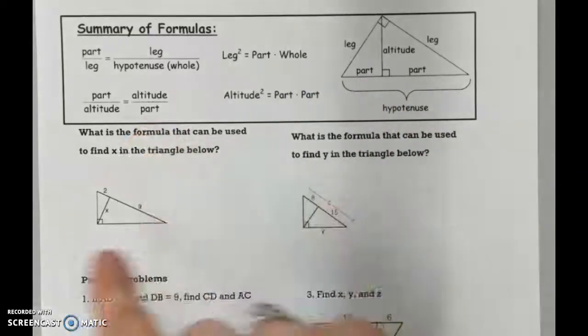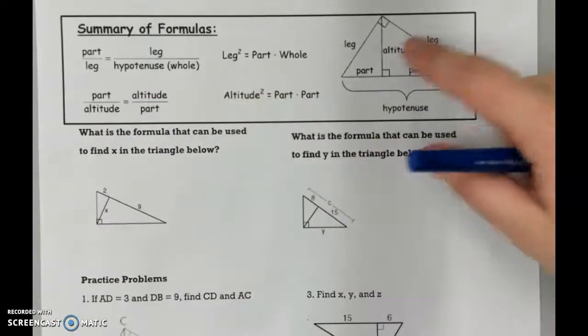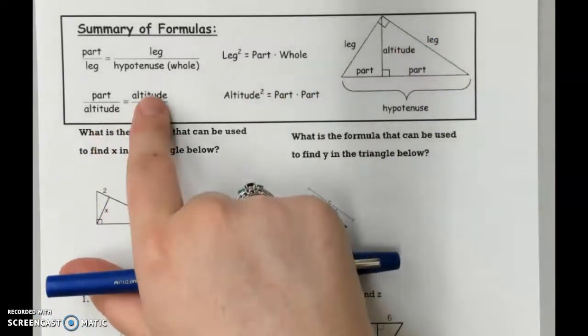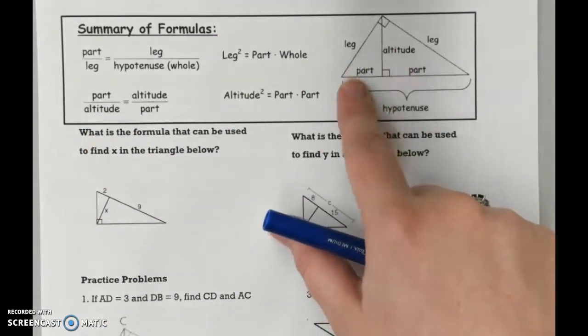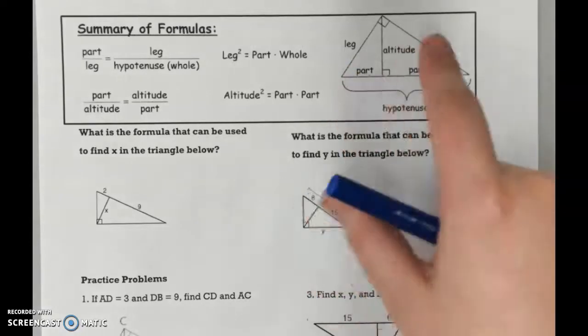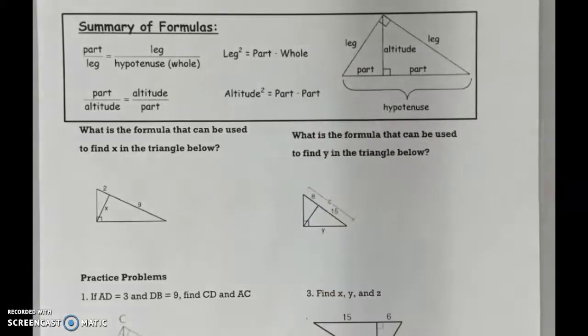And then the second formula is part over altitude is equal to altitude over part. We only have one altitude, so the altitude is the same here, and you would use both parts. Okay, and in this case, it doesn't matter which one comes first, but you would use both parts of our triangle. So let's see this in action.